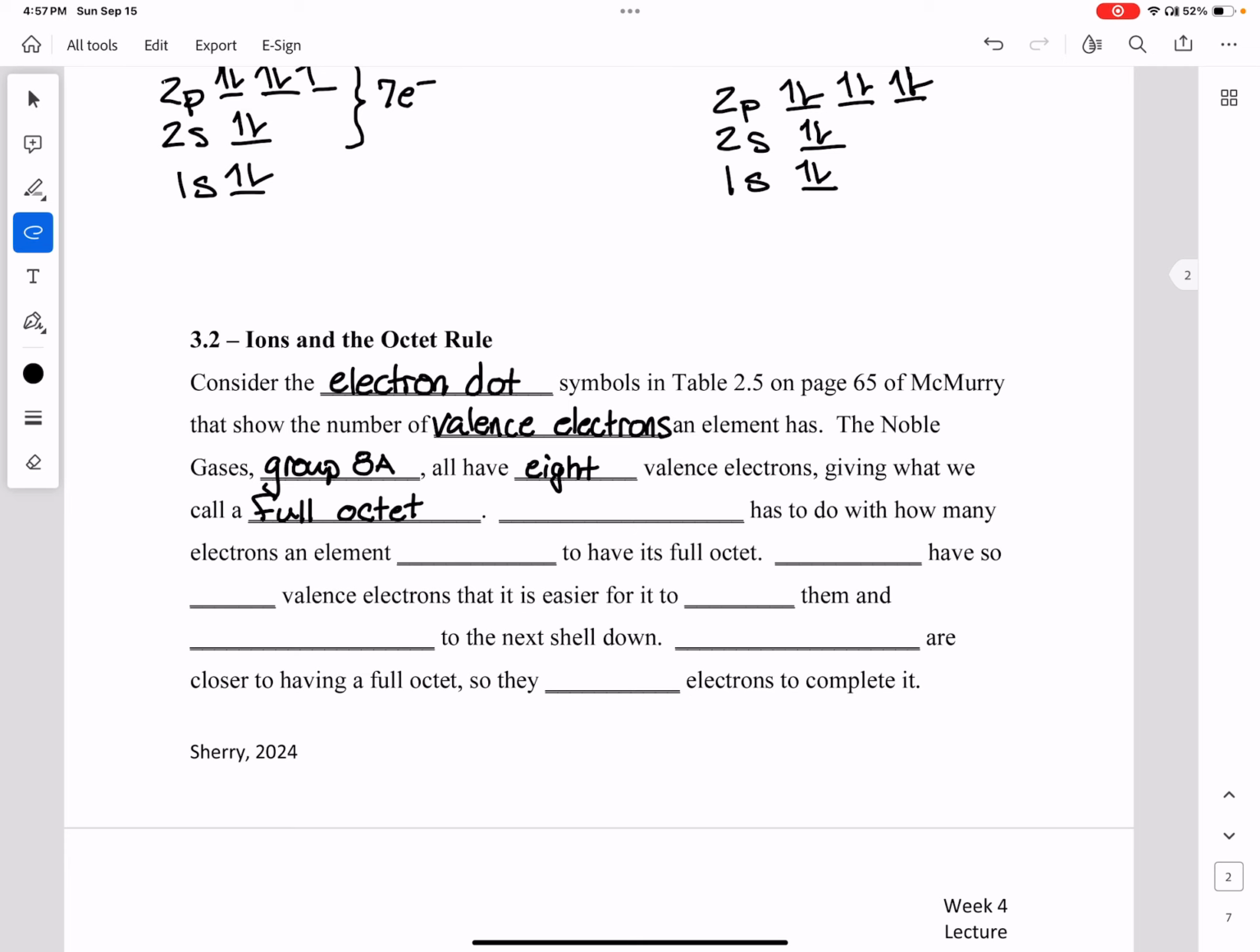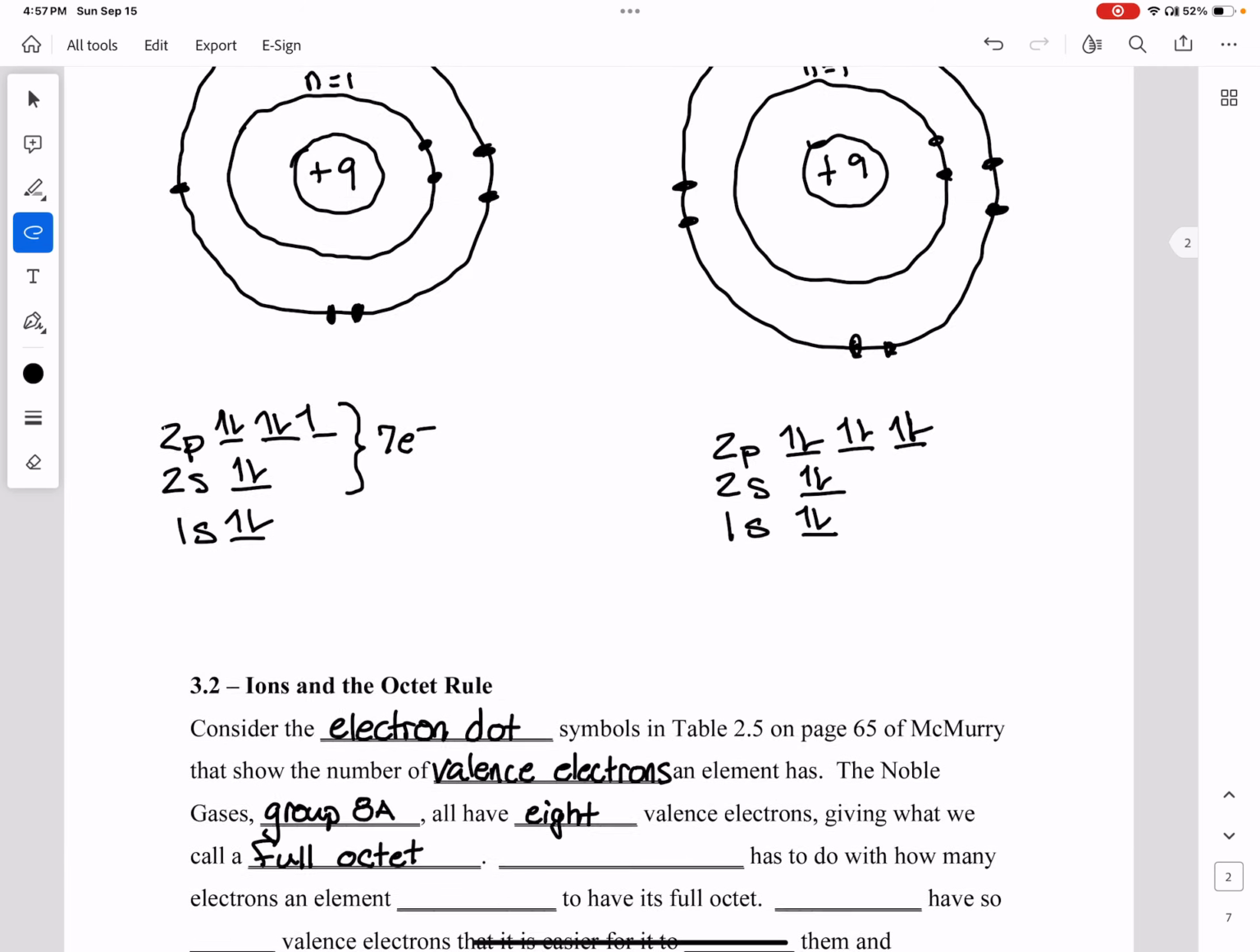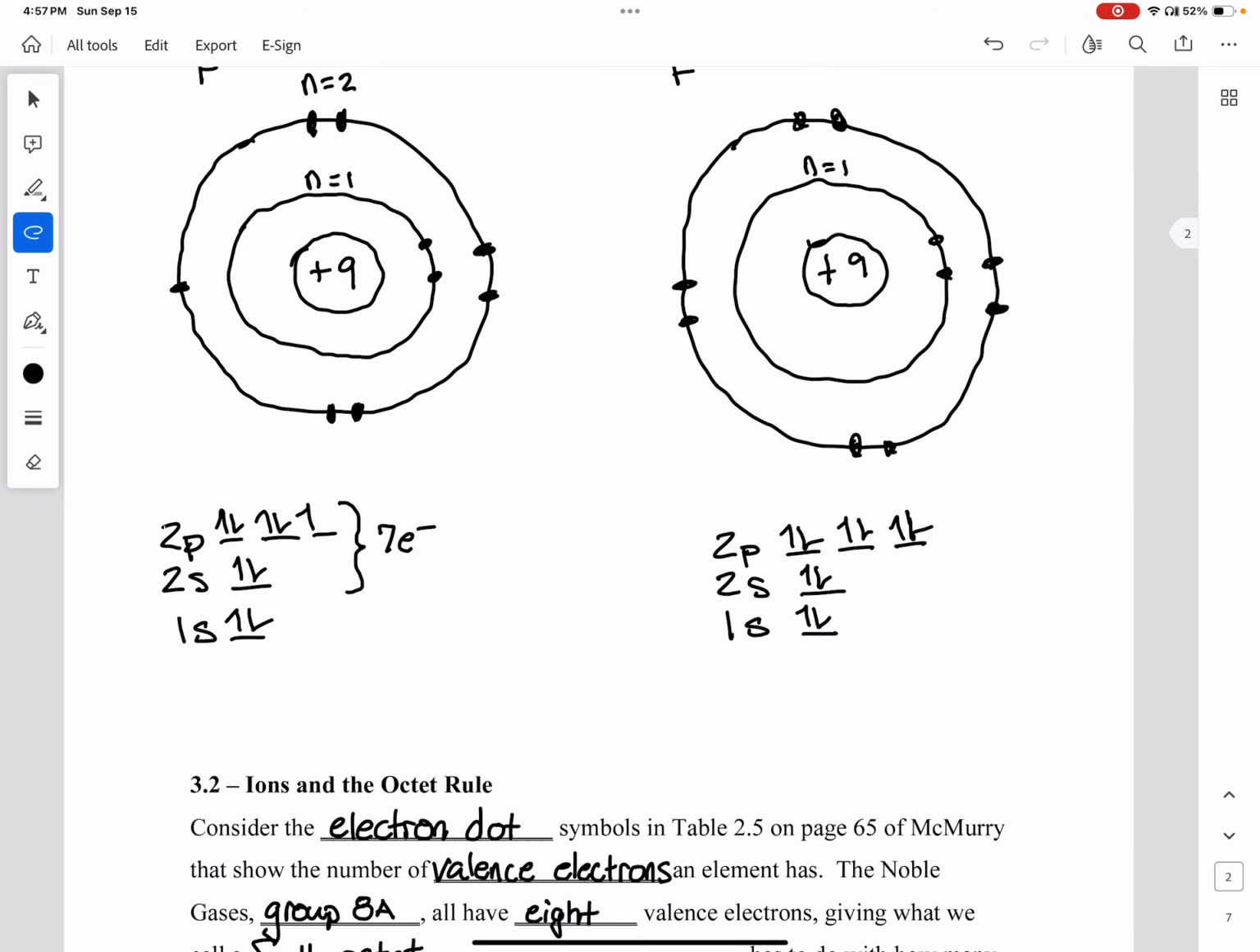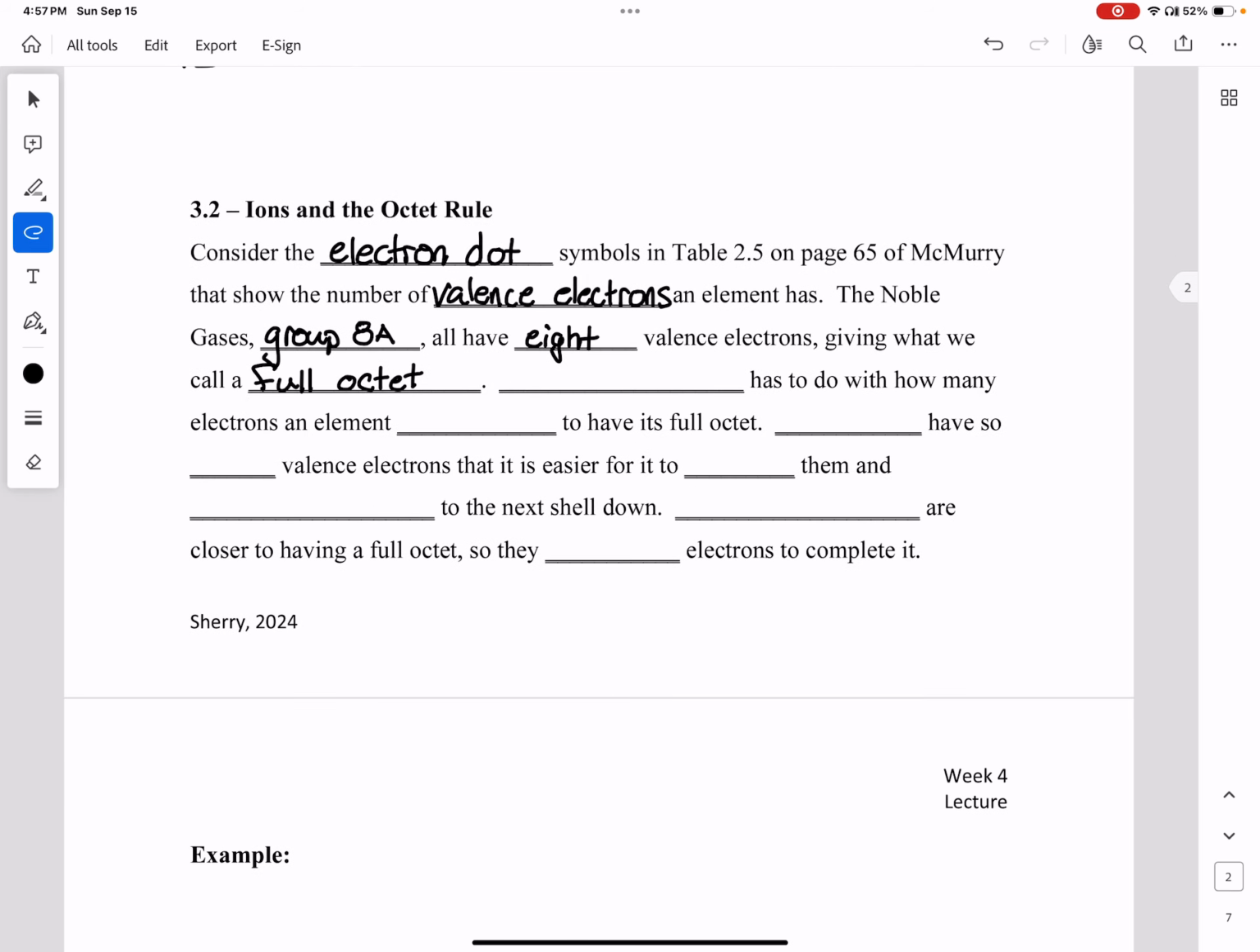So as you can hopefully see here, what these elements are trying to do when they ionize is get a full octet by either losing or gaining an electron. And when they lose, they downgrade to their previous shell. The previous core shell becomes the valence shell. So ionization is all about how many electrons an element needs to have its full octet.